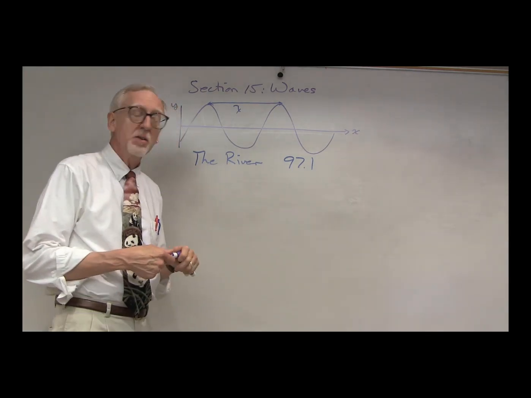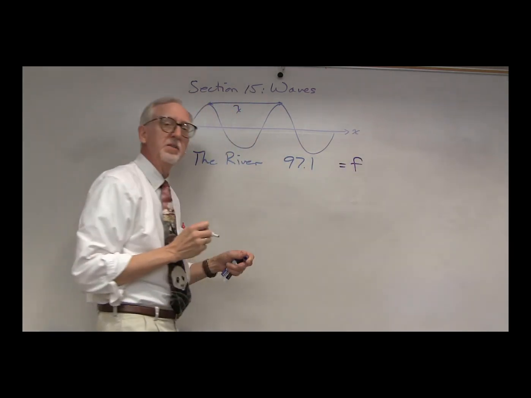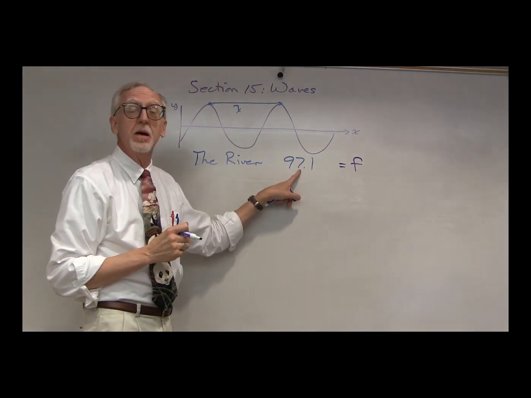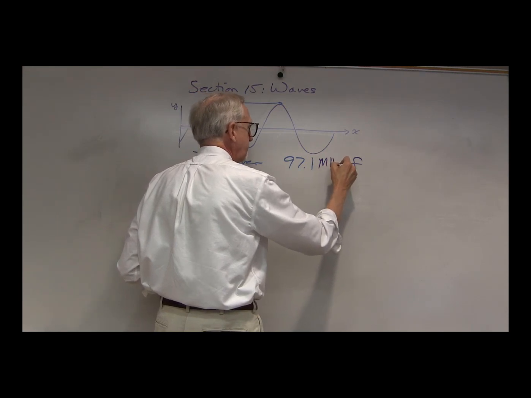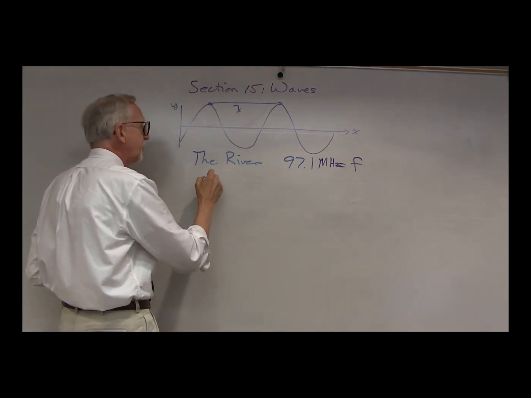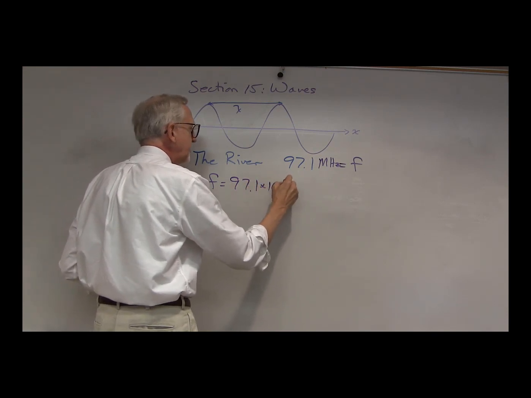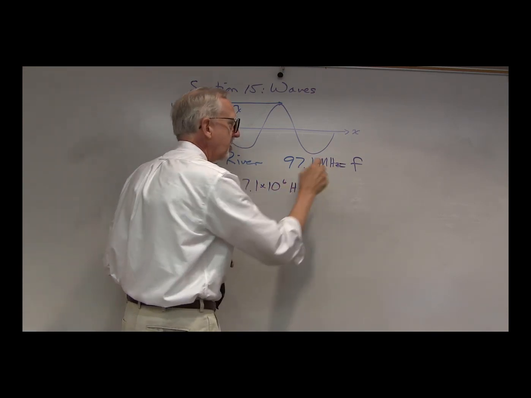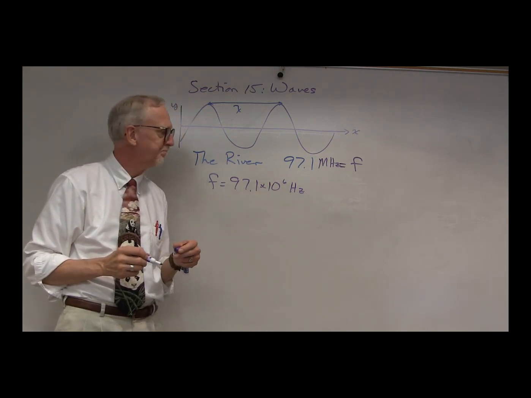And what are the units? So this is the frequency. And what are the units? On FM, that's megahertz. So 97.1 megahertz. In other words, the frequency for this particular radio station is 97.1 times 10 to the 6th hertz. Megahertz, million hertz. So 97.1 times 10 to the 6th hertz.